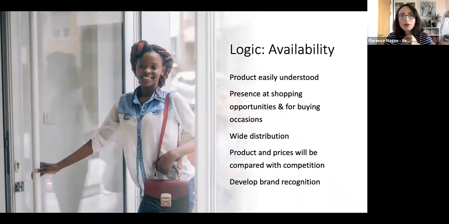The logic for this model is a logic of availability. So it's really being there when the shopping occasion happens, being in the shops, independent shops, in the multiples, or at the sale, at the fair, or at the market, so that people can recognize the product and pick it up. So distribution will be important. There's a chance that the prices might be compared with competition. So it's important to develop that brand recognition. And again, volume is what you want to achieve. So it's all about getting as many sales as possible.